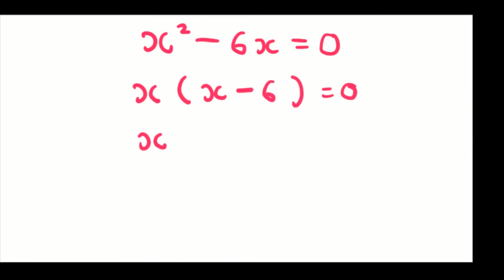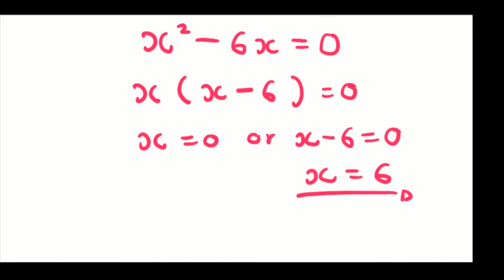Then x equals 0, or x minus 6 equals 0, and therefore x equals 6 from this side, and then we have x equals 0. So these are our solutions of x for this problem.